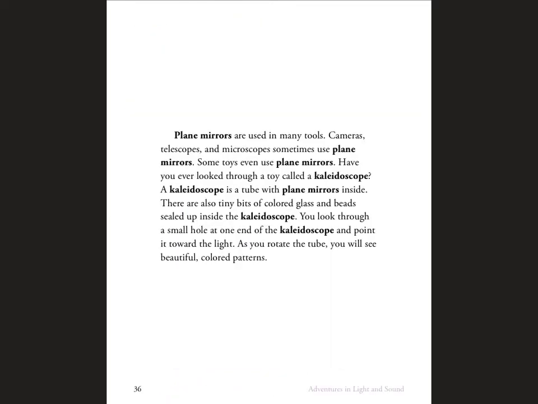Plane mirrors are used in many tools. Cameras, telescopes, and microscopes sometimes use plane mirrors. Some toys even use plane mirrors. Have you ever looked through a toy called a kaleidoscope? A kaleidoscope is a tube with plane mirrors inside. There are also tiny bits of colored glass and beads sealed up inside. You look through a small hole at one end and point it toward the light. As you rotate the tube, you will see beautiful colored patterns.